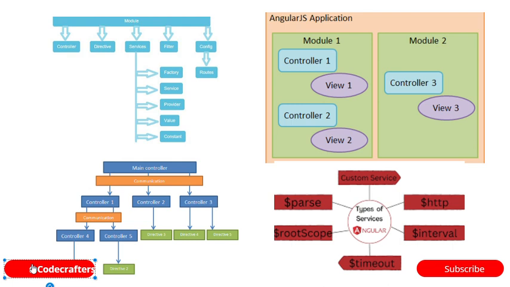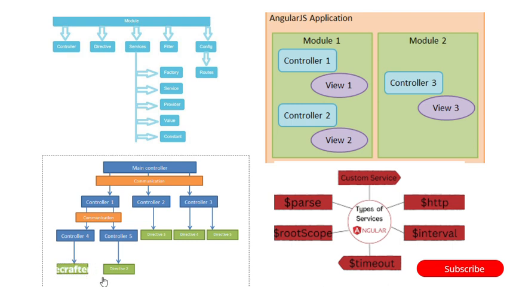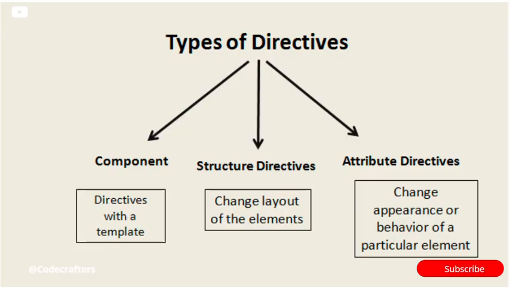Services. Services are reusable components that encapsulate business logic and data manipulation logic. They are used to share data and functionality between different parts of an application. Directives. Directives are markers on a DOM element that tell AngularJS's HTML compiler to attach a specified behavior to that DOM element or even transform the DOM element and its children.